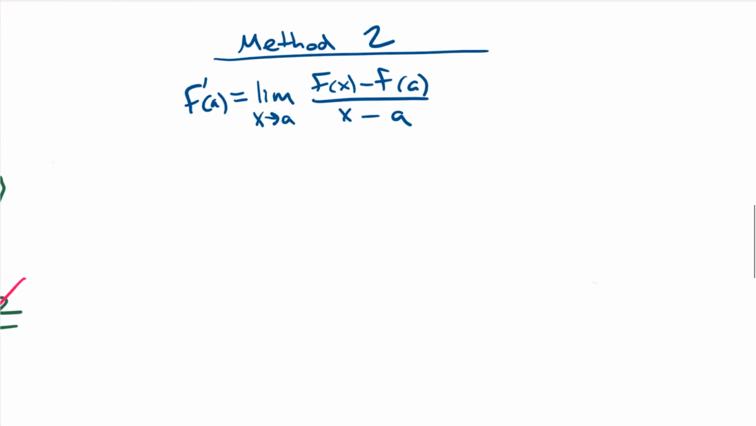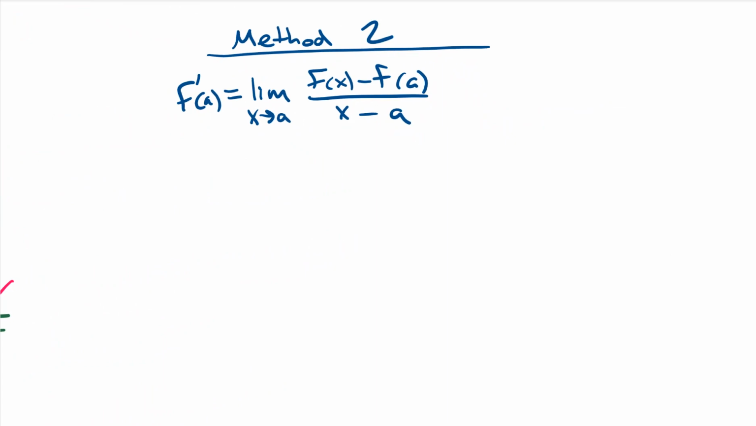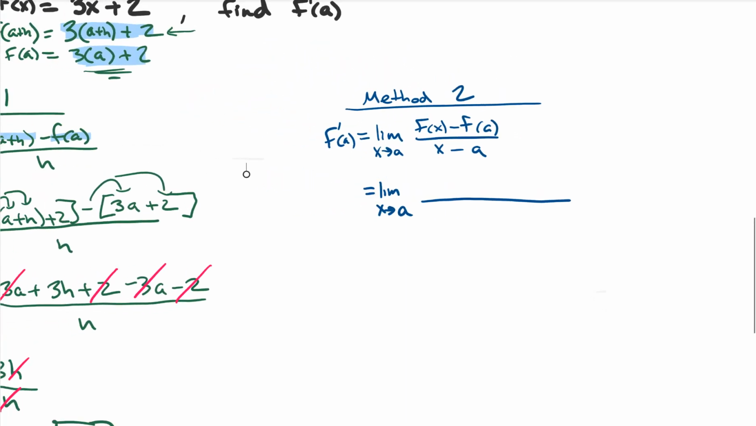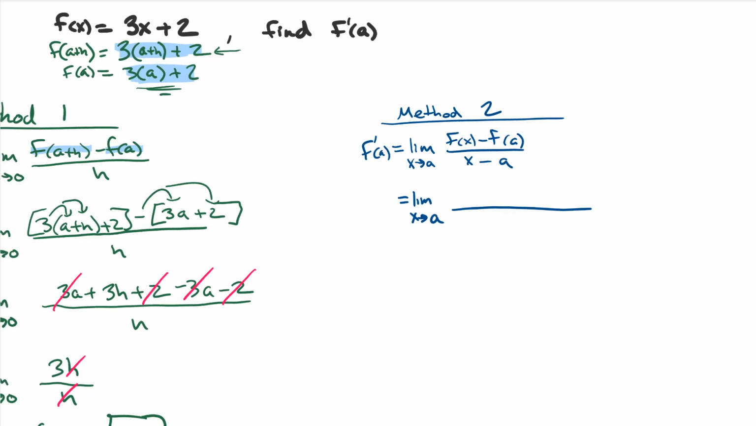Method 2. So we're going to start plugging in. The limit as x tends towards a. We can just leave it as a. And our f of x was, let's go look, oh, it's 3x plus 2. So we pop that in. And now we need to subtract out our f of a. But we found that from before. That's just 3a plus 2. It's just replace all your x's with a's. That's all that is. Don't write 3x plus 2. Write 3a plus 2, all over x minus a.